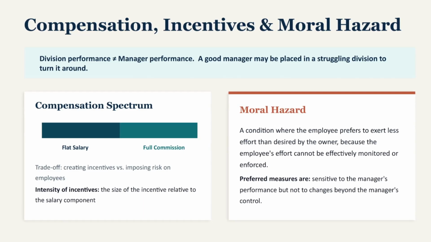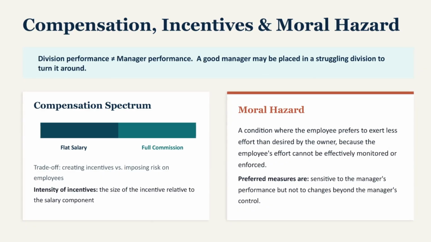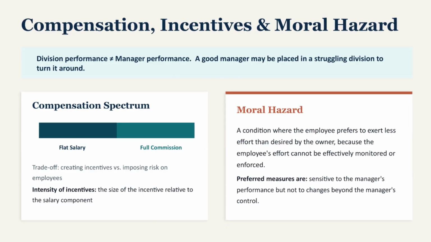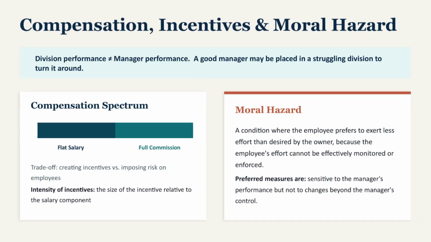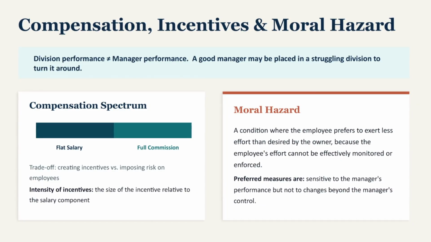Remember, division outcomes aren't always a manager's fault. A manager might be brought in to rescue underperforming units. Compensation ranges from flat salary with no incentives to full commission without a base. The intensity of incentives refers to the performance-based portion relative to salary.